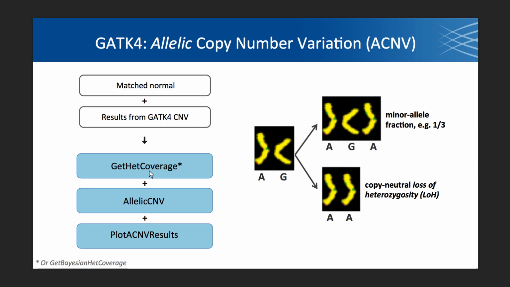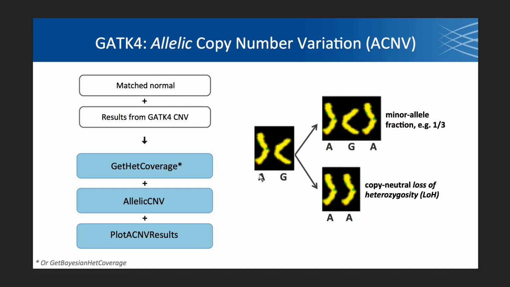So our developers have plans to improve upon these methods, but if you need to do ACNV calling, you should be able to use these tools. And running your results through ACNV will greatly improve your results. And the one thing is that you need a matched normal. You need a matched normal to do ACNV. And you need the results from GATK4 CNV. And you will detect 2 things: the minor allele fraction and any loss of heterozygosity events.